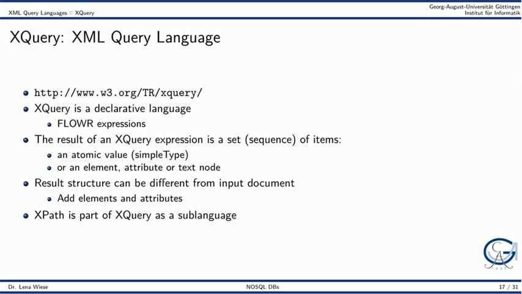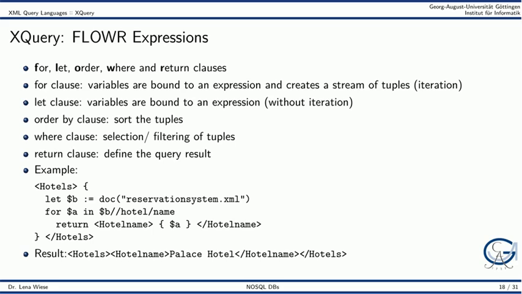XQuery results can be sets of items consisting of either atomic values, simple types, or XML elements, attributes, or text nodes. The resulting document can be different from the input document because we can add elements and attributes to it. XQuery uses XPath as a sublanguage. XQueries are also called FLOWR expressions due to the clauses for, let, order, where, and return.